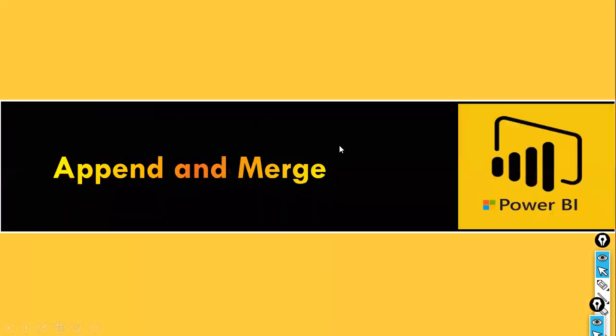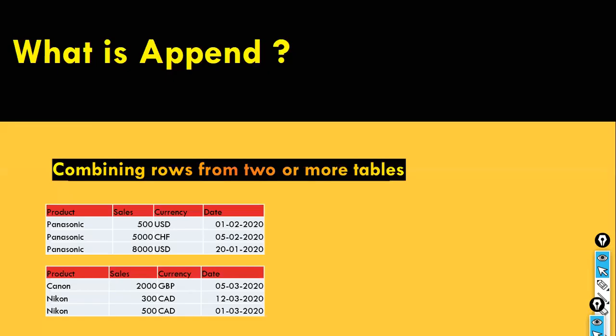The next one is append and merge. What is append and merge? Look here, you have two files. Your manager has given you two files, and he wants you to combine these two files into a single file. That is nothing but append, combining rows from two or more files or tables. That's all. So the append query means combining rows from two or more tables, one after another.